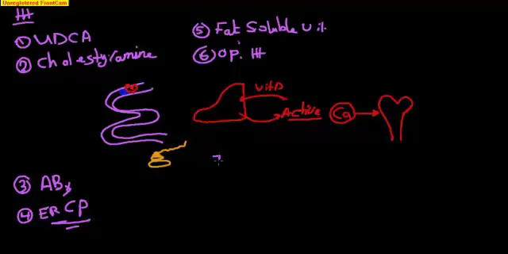The last thing we will do in this patient, number 7, is liver transplantation. But don't forget that before transplantation you have to exclude that the patient has cholangiocarcinoma. So this is the liver transplantation. This is all about primary sclerosing cholangitis, and then we will talk about primary biliary cirrhosis.